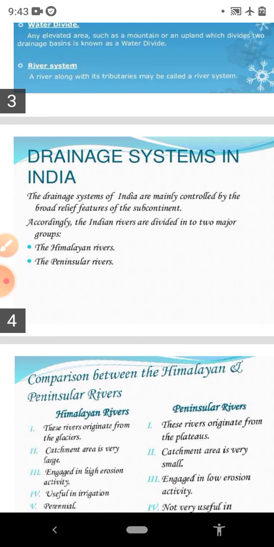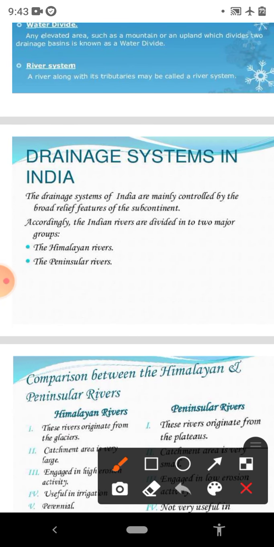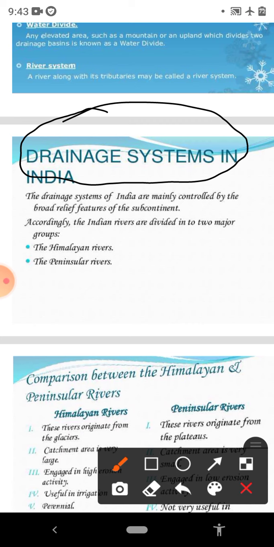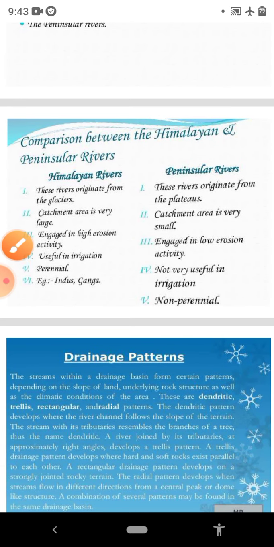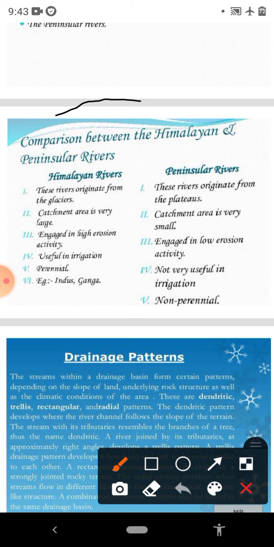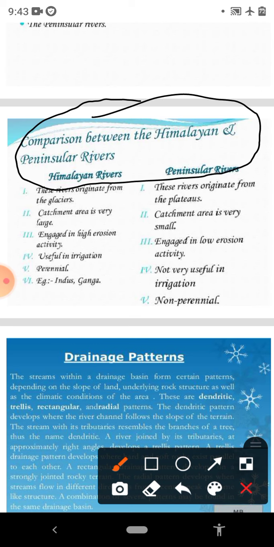After that, the drainage systems of our country. The drainage systems in India can broadly be divided into two groups, the Himalayan rivers and the peninsular rivers. In the next slide, some of the important points of differences have been given between the Himalayan and the peninsular rivers. You will go through these points that we have discussed in the previous video also.